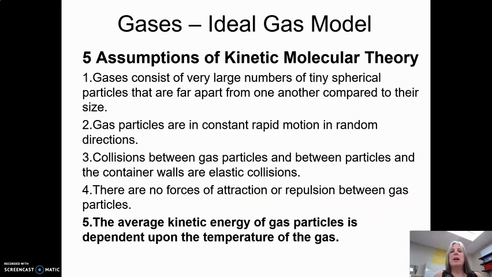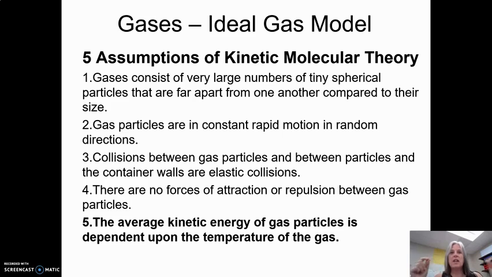So let's talk about the 5 assumptions of the kinetic molecular theory, which applies to ideal gases. What it says is that gas molecules are tiny, they're very far apart from each other, and because of that, they don't really exert forces on each other. They're in constant random motion, so it's not like they have a direction. They're just all over the place. When they collide with each other and with the walls of their containers, they're making elastic collisions.